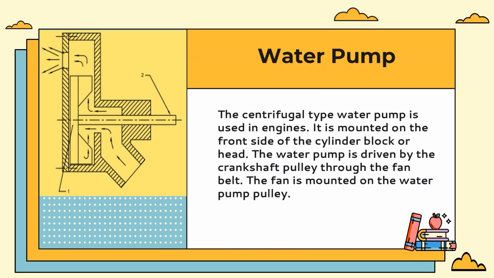Water pump. The centrifugal type water pump is used in the engine. It is mounted on the front side of the cylinder block or head. The water pump is driven by the crankshaft pulley through the fan belt. The fan is mounted on the water pump pulley.